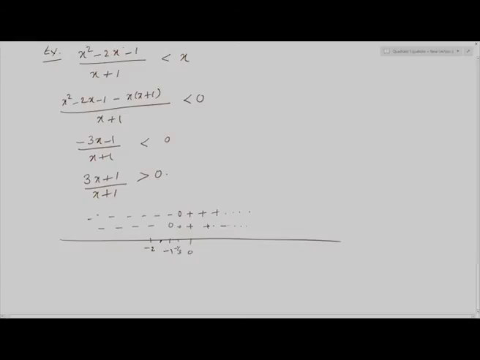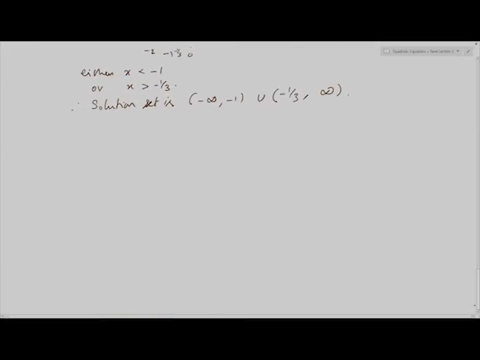Fine. Now both should be positive or both should be negative. So that is possible only in either case. So therefore either both are negative, that is x is strictly less than minus 1, because minus 1 should not be included, or x is greater than minus 1 by 3. Therefore now we can easily write down the solution. The solution set is minus infinity to minus 1 union minus 1 by 3 to infinity. Fine. So this is the complete solution of the given inequality.